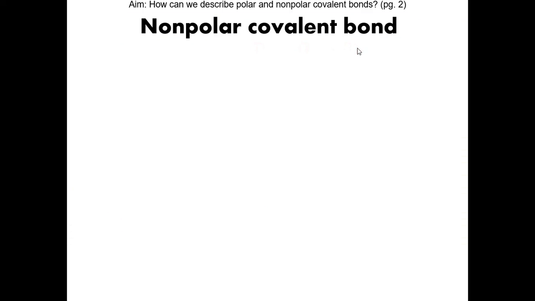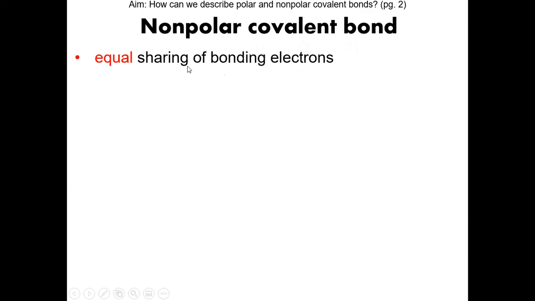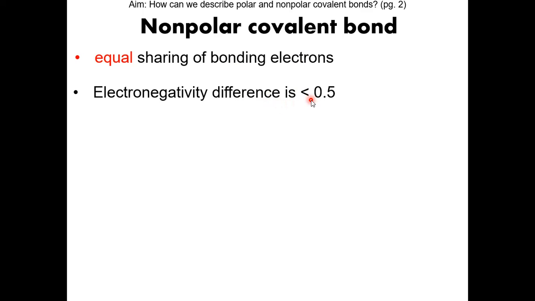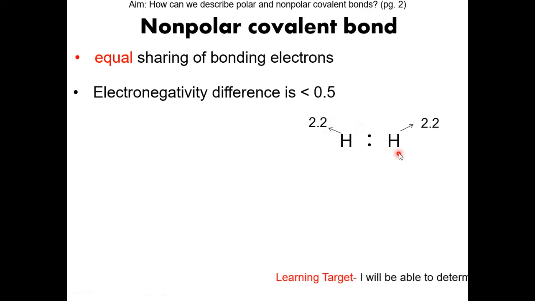In a nonpolar covalent bond, there is equal sharing of bonding electrons. The electronegativity difference is less than 0.5. Let's look at an example. Here we have a bond between two hydrogen atoms. Your first step is to look up the electronegativity value of hydrogen on the reference table. On Table S, hydrogen has a 2.2 as electronegativity value. So the difference between these two hydrogens would be 0. That's why this is a nonpolar covalent bond.